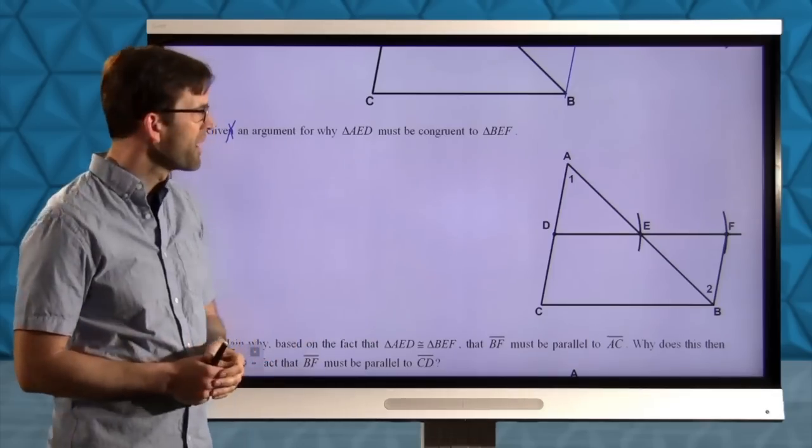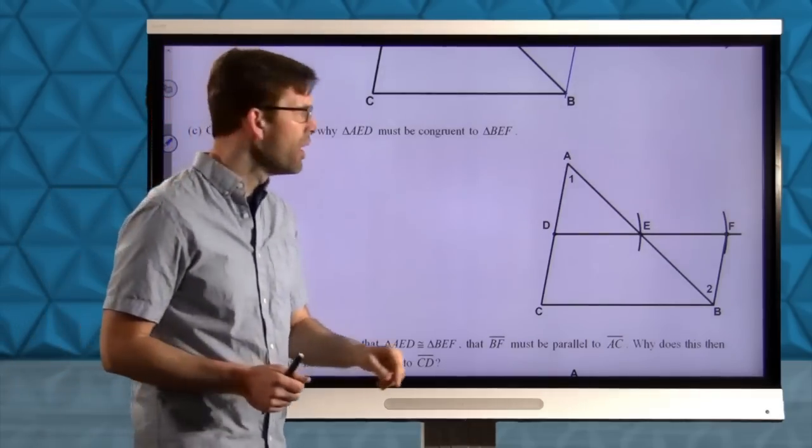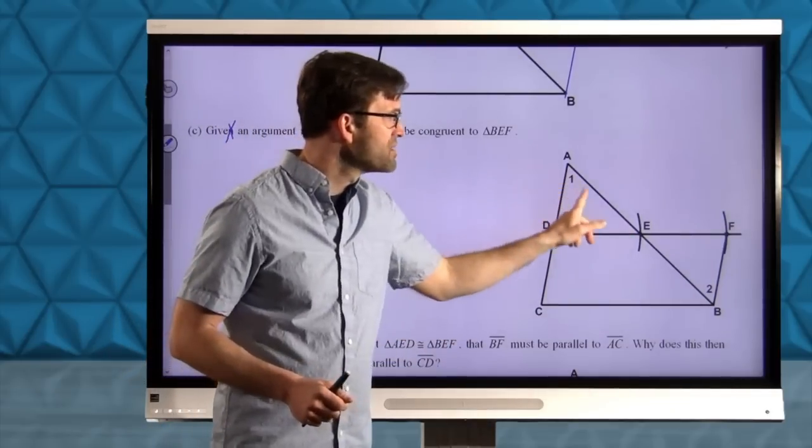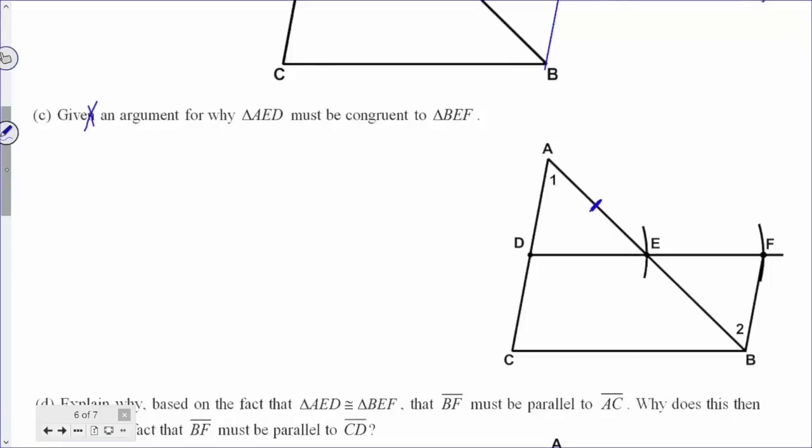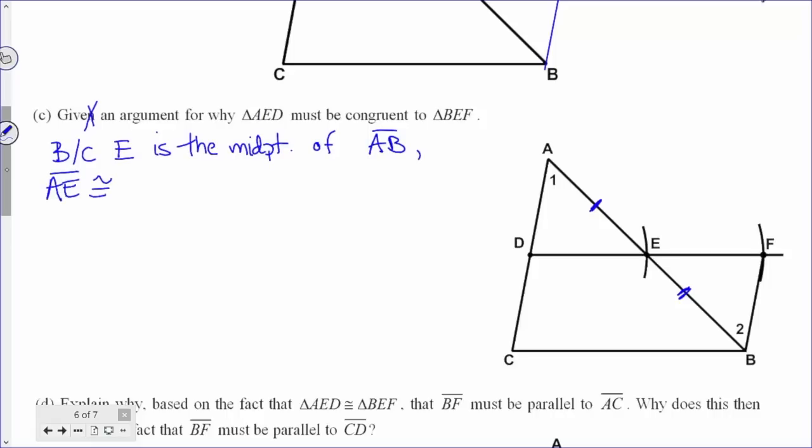All right, well, let's talk about it. One thing that we know is that point E is the midpoint of side AB. Because of that, we know that AE is congruent to EB. In fact, I'm going to start to write that down. Because E is the midpoint of AB, AE is congruent to BE.